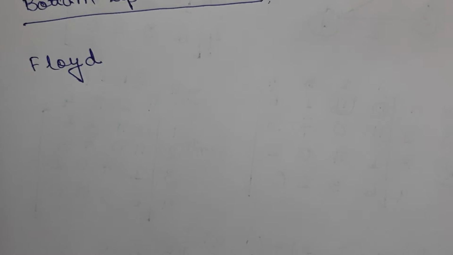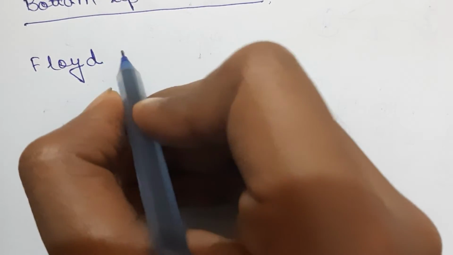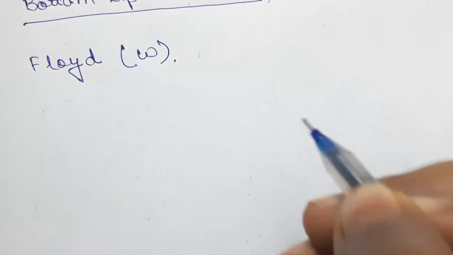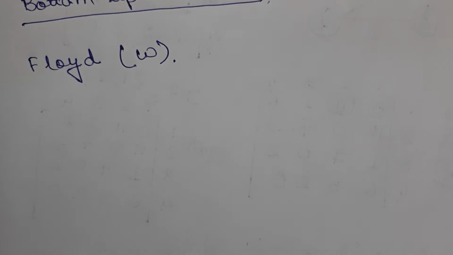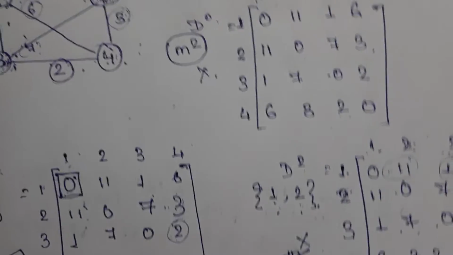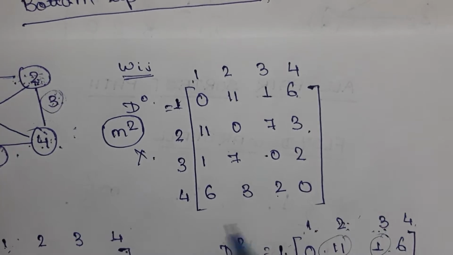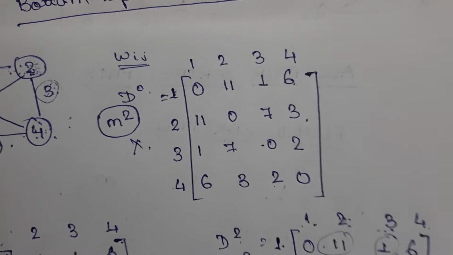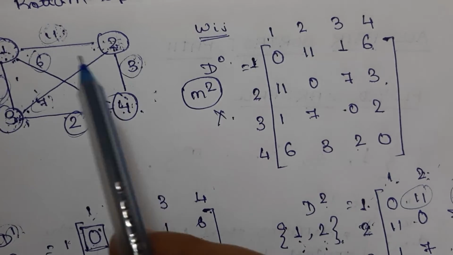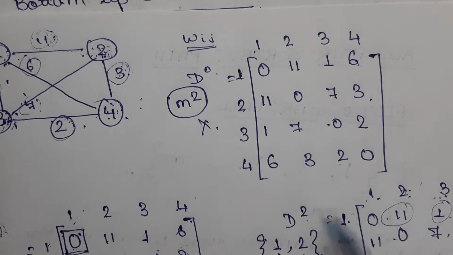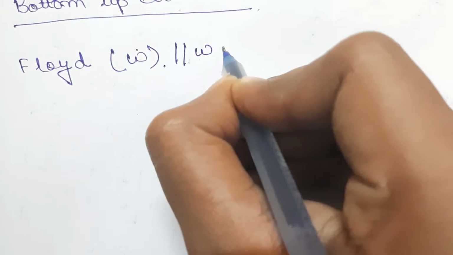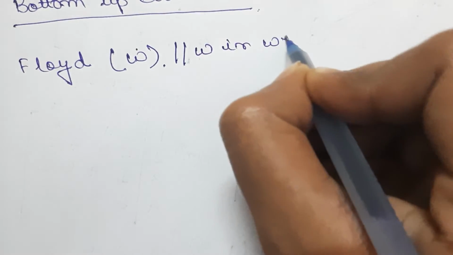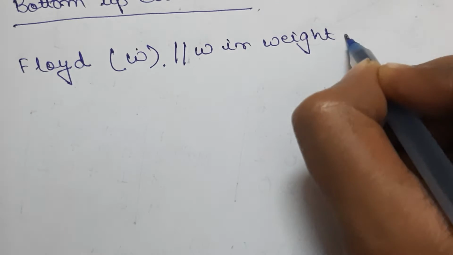This is the name of the function. Now I am passing a parameter which is w. What is w? As I have discussed in the example, w is the weight matrix. As a user cannot give a graph as an input, the user has to give the weight matrix. So W is the weight matrix.